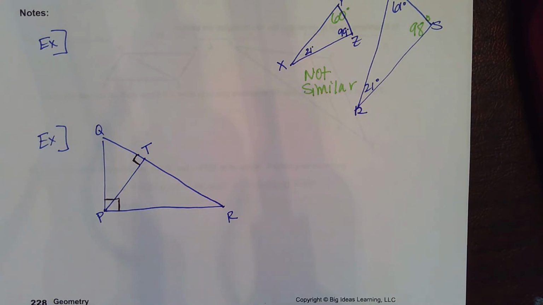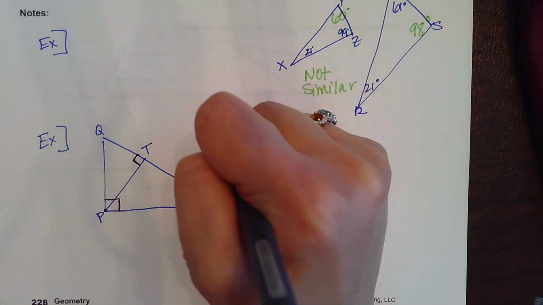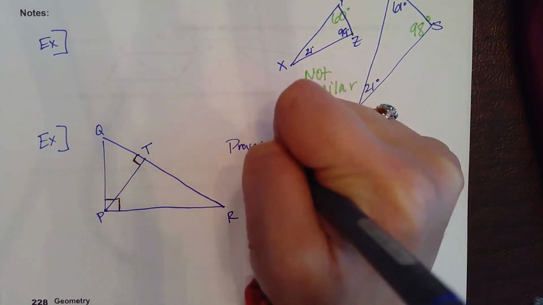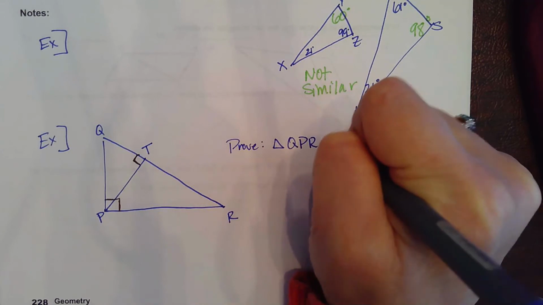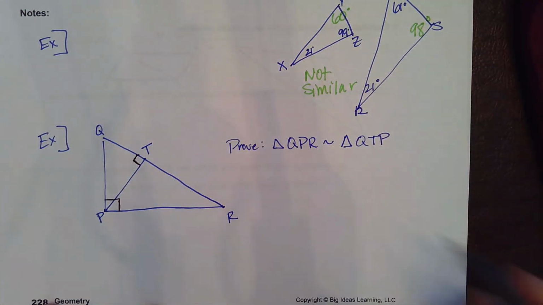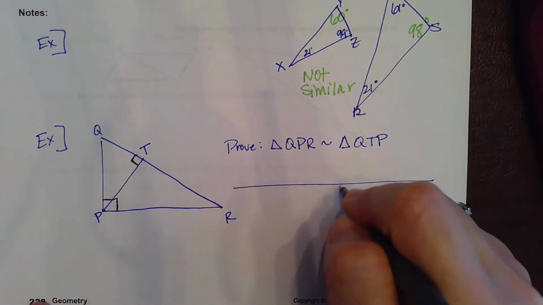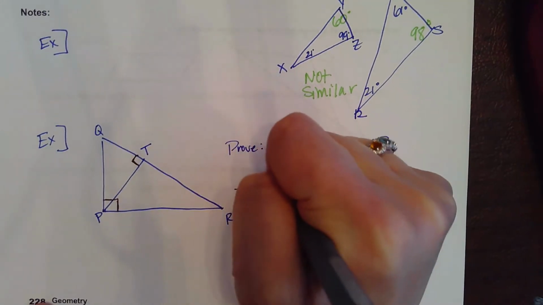So our given is our diagram. And what we want to prove here is that triangle QPR is similar to triangle QTP. So let's set up our statements and reasons. We're going to do a two-column proof.